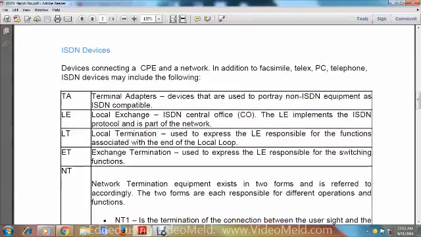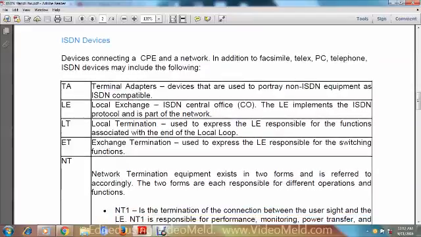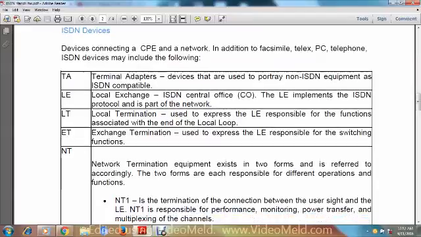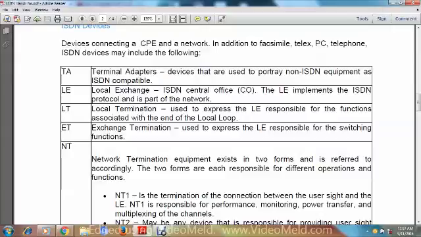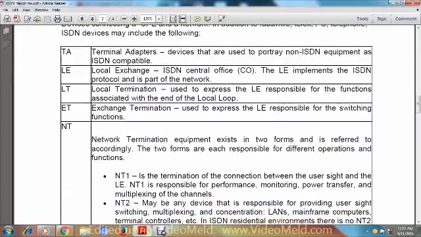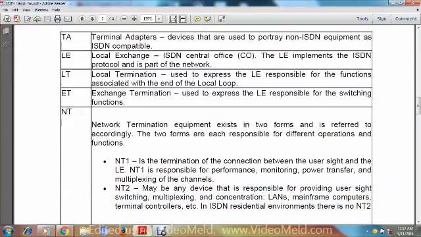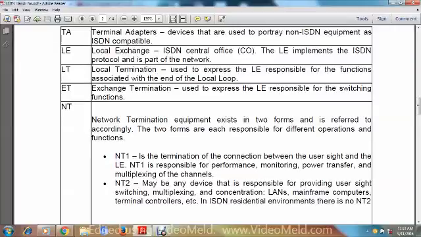LT, local termination, used to express the LE responsible for the functions associated with the end of the local loop. ET, exchange termination, used to express the LE responsible for the switching functions. NT, network termination equipment, exists in two forms and is referred to accordingly. The two forms are each responsible for different operations and functions.